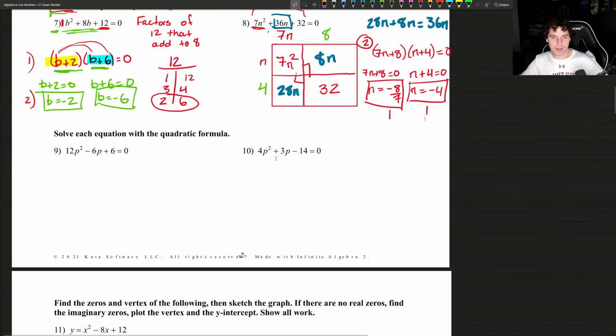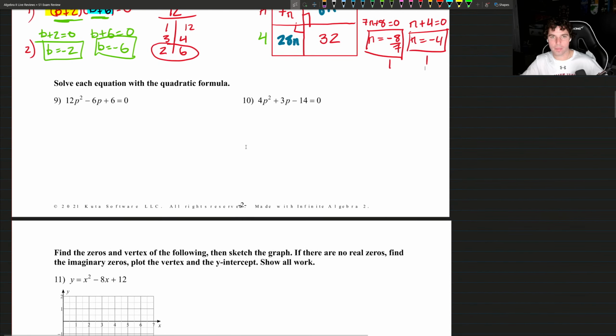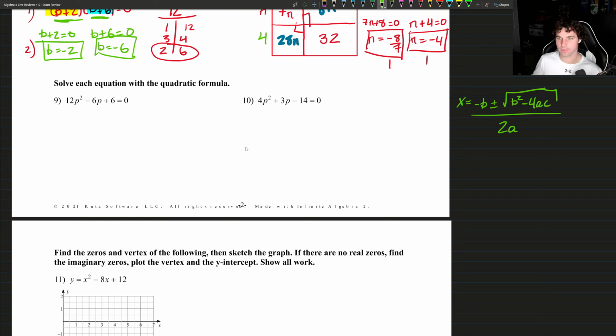Okay, next is the quadratic formula. Okay, and just so we have it. Quadratic formula is x is equal to negative b plus or minus the square root of b squared minus 4ac, all over 2a. All we're doing is using this and simplifying as much as we can.